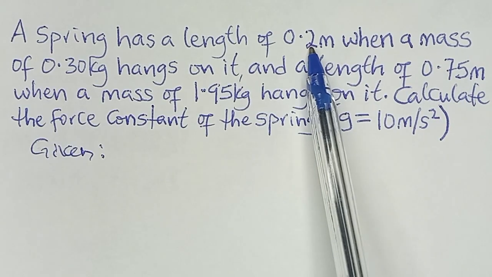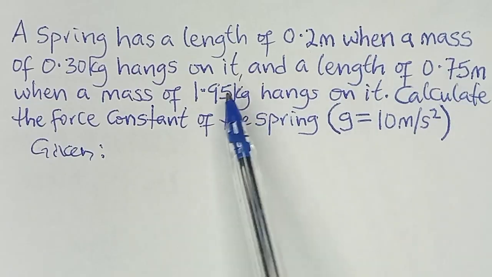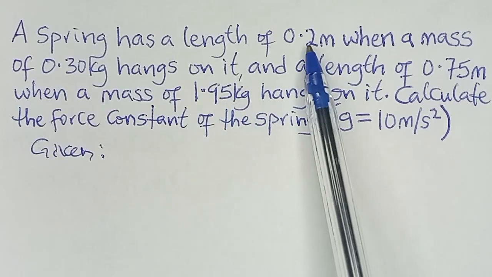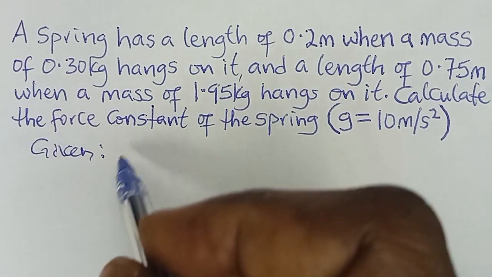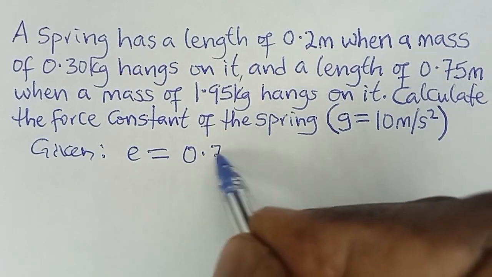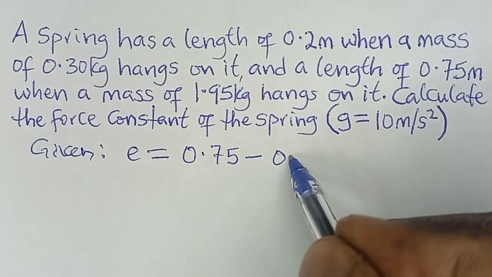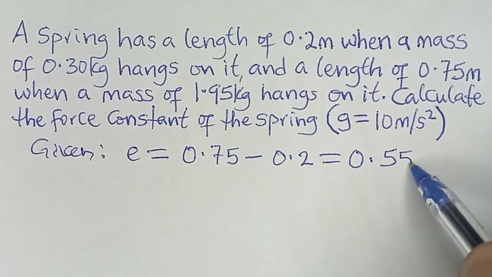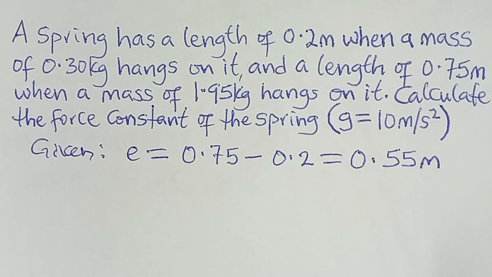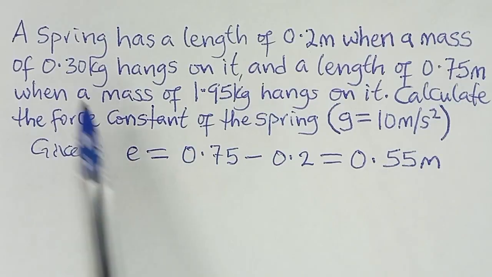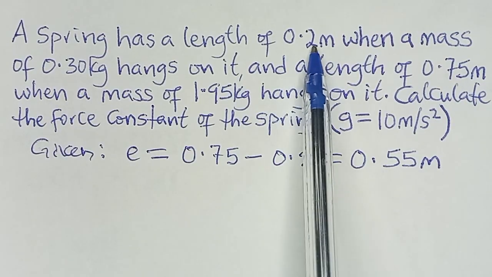So that means the resultant extension produced by adding this mass is given by e is equal to 0.75 minus 0.2, and that will give us 0.55 meter. So this is the resultant extension produced, because when 1.95 kilogram was hanging on it, the length was this. And when 0.3 was hanging on it, the length was this.